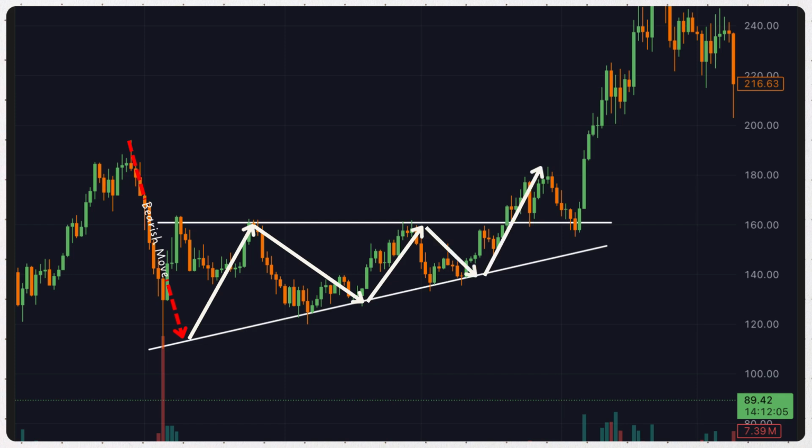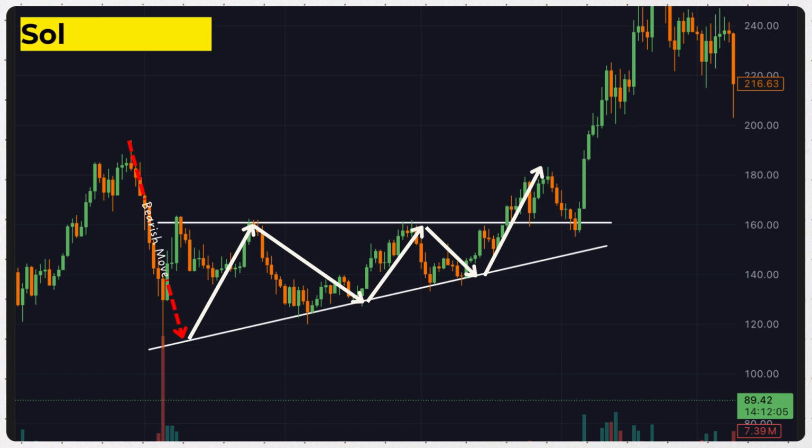At the same time, price keeps getting rejected at a clear horizontal resistance level. This creates the same familiar structure: rising support underneath, flat resistance above. Eventually, when price breaks above that resistance, it often signals the market is shifting from a downtrend into a new uptrend.